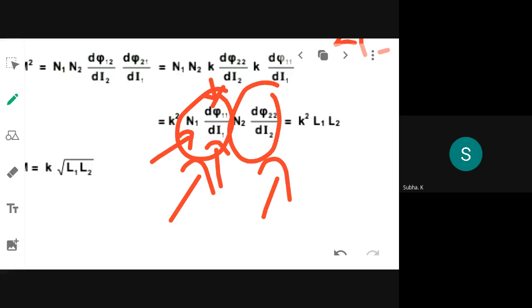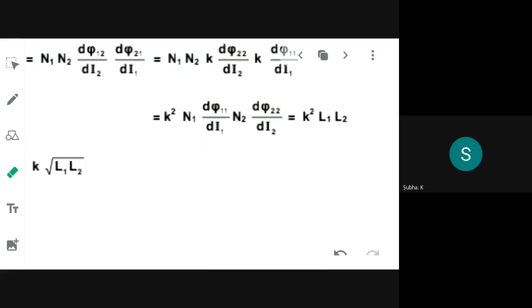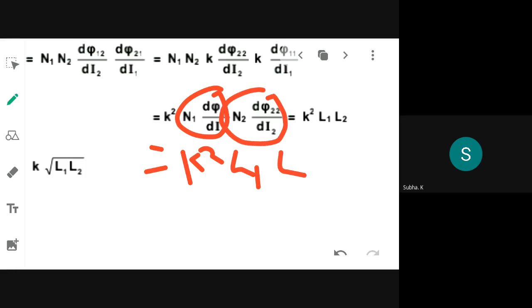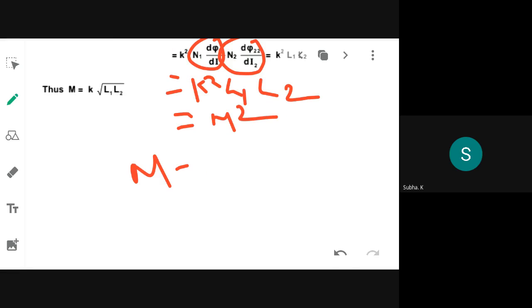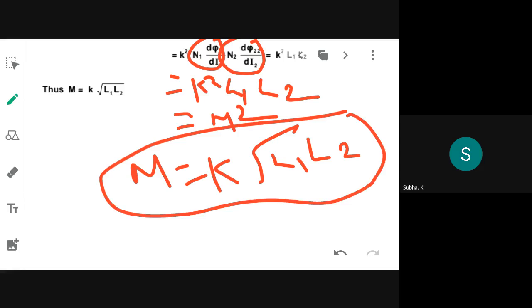So you can write this as k squared. This whole term I can group it and write it as L1. Same way I can write this as L2. This is actually equivalent to M squared. Now I have to simplify this by removing the square on both sides. So if I do that, it will be M equals K into root of L1 L2. Again, an important formula relating self-inductance, mutual inductance, and the coefficient of coupling.